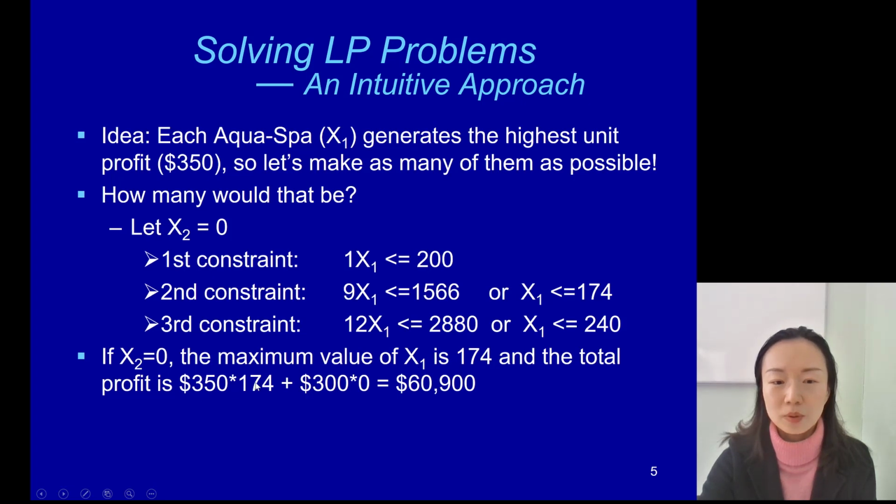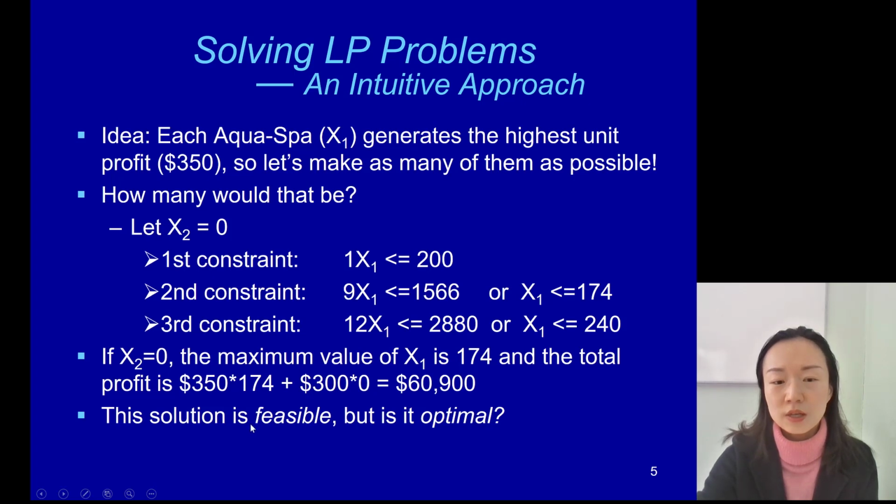And if we plug this x1 value into the objective function, we would get $60,900 as the objective function value, which is the total profit. And because we set x2 value to be 0, that's why this part is 0. We don't make any profit from the second type of hot tub.